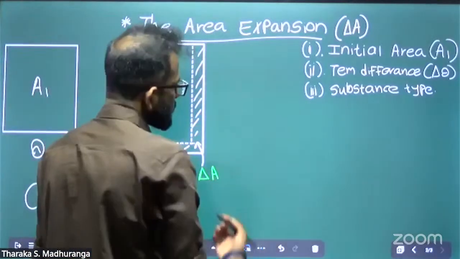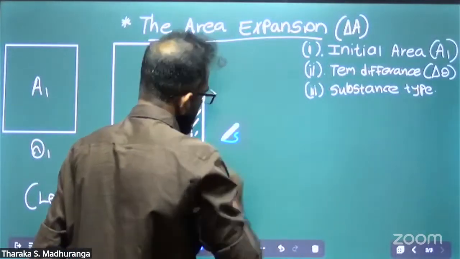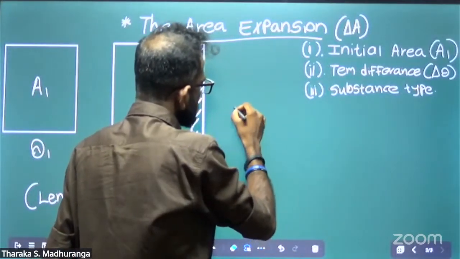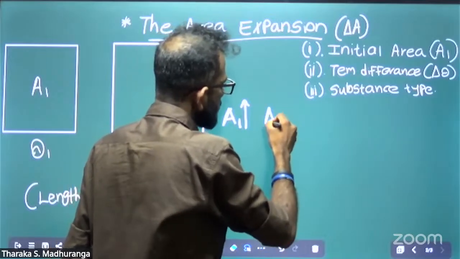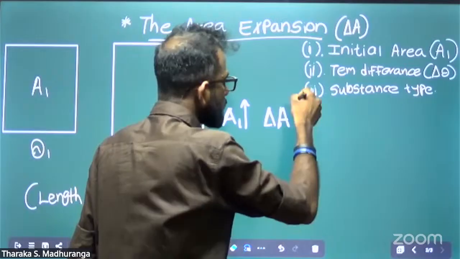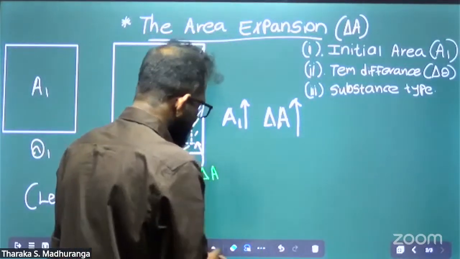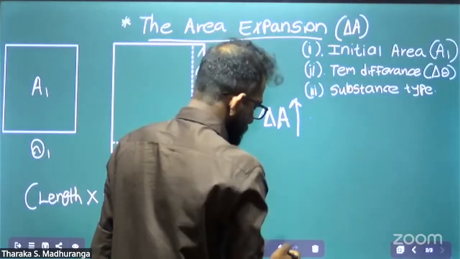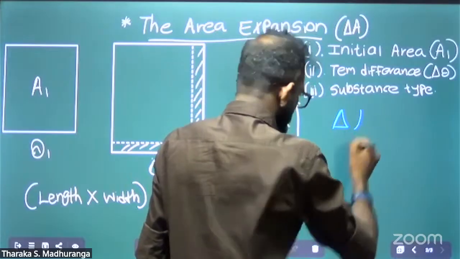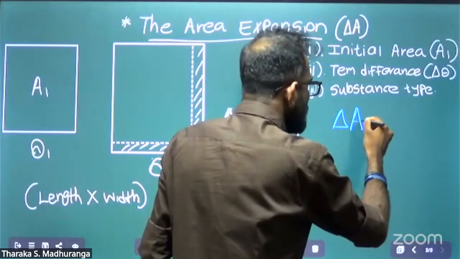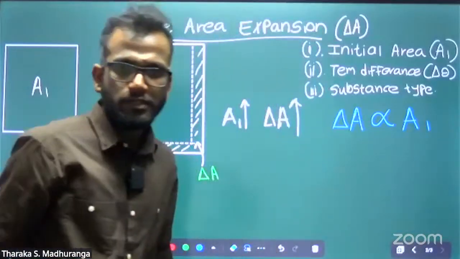What I told: when we increase the initial area A1, the area expansion delta A is increasing. Therefore, we can say delta A is directly proportional to A1, same as linear expansion.